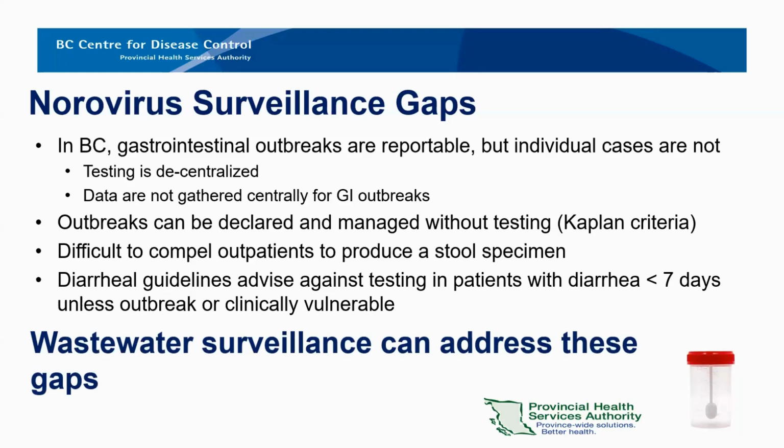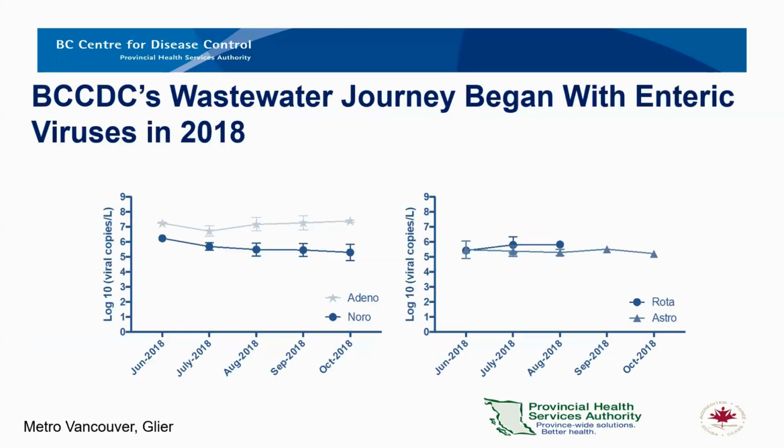This is something we've been doing since the beginning of the pandemic. If you go to the next slide. Many of you may be aware of BC's wastewater surveillance program and may have become aware of it starting in 2020, 2021, when our data became more available. But my journey with wastewater actually began in 2018, in collaboration with Metro Vancouver. We started testing for enteric viruses in wastewater.